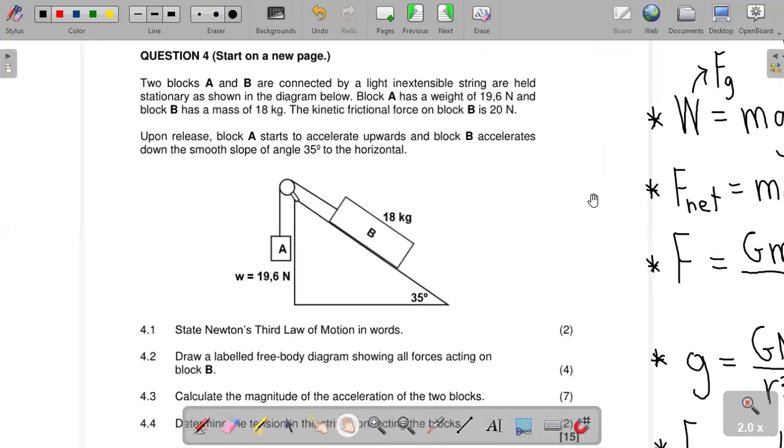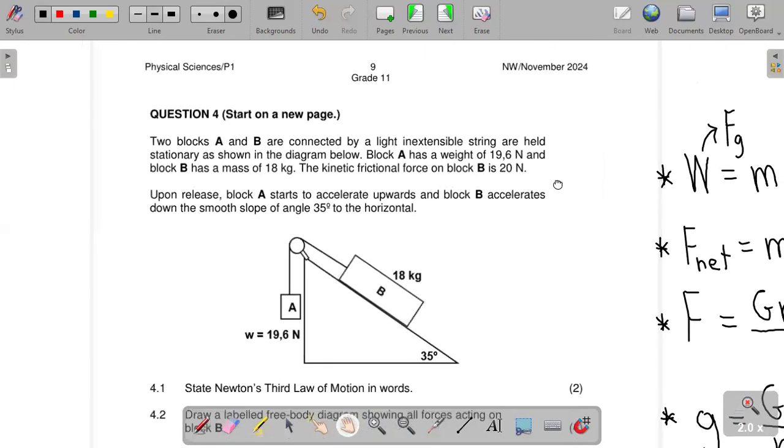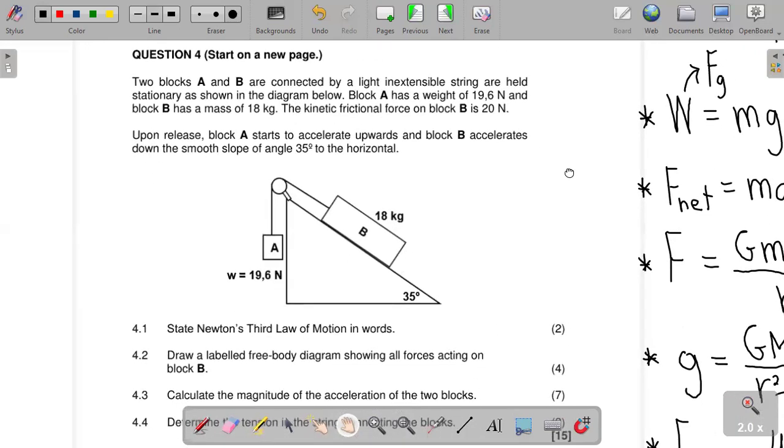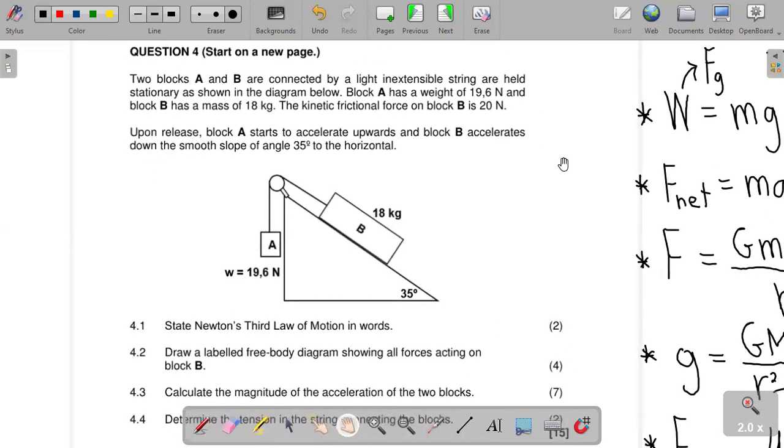So let us do question 4 here. Again, this is from Northwest, November 2024. So question 4 is a case of an incline. Object A is hanging and object B is on an incline. The surface here is not horizontal, it is an inclined surface, and they gave us an angle of 35 degrees.